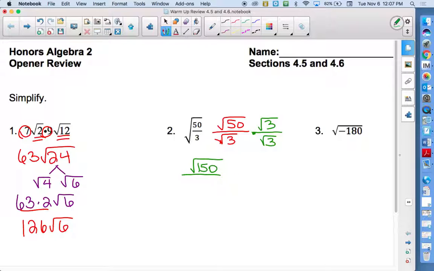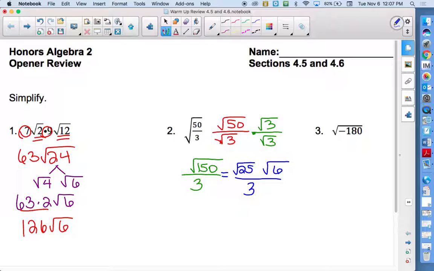So the top is the square root of 150. The bottom now just becomes 3. So we can't have a radical in the denominator. We want to rationalize it, which means get the radical out of the denominator. And then looking at the square root of 150, this one's a little trickier. It's 25 and 6.